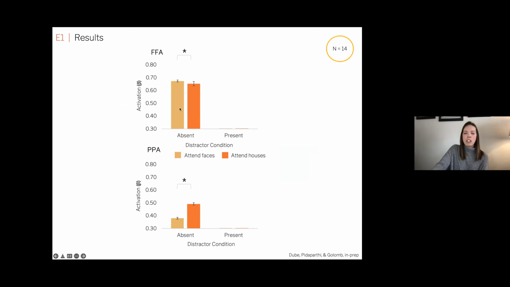And so what we're seeing here is greater activation in the FFA on attend faces relative to attend houses trials, and greater activation in the PPA on attend houses relative to attend faces trials. And this, again, is just evidence of effective attentional filtering. So when there's no distractor present, they're really able to attend to their target stimulus category and filter out that non-target stimulus category, and they're able to do it pretty nicely.